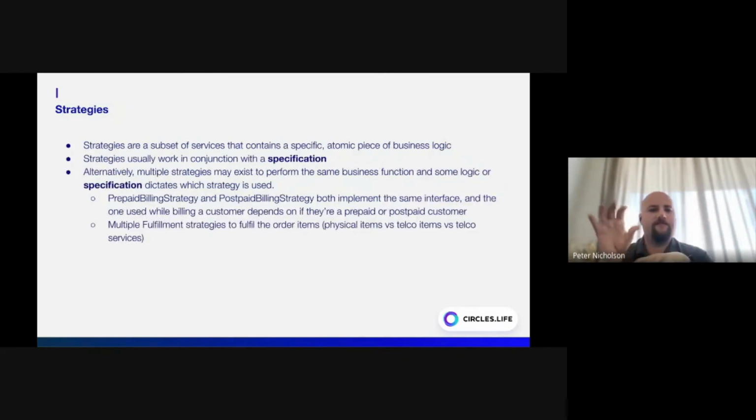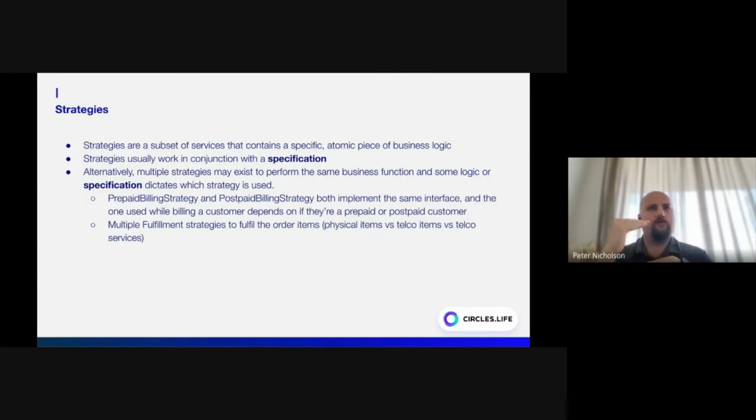Strategies are a subset of services that contain a specific atomic piece of business logic, and they usually work in conjunction with a specification. In the previous example, the notification preferences, a send notification strategy will look at that specification and say, okay, this customer wants us to send email, I'm going to send them an email. Or this customer wants to get an SMS, I'll send them an SMS. That's what makes that service a strategy.